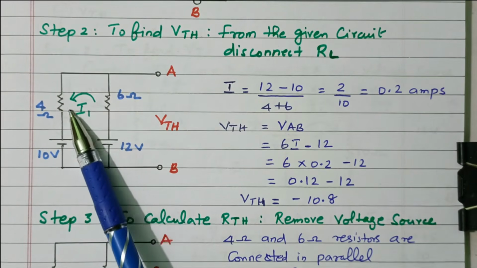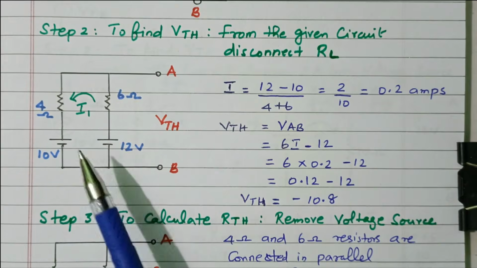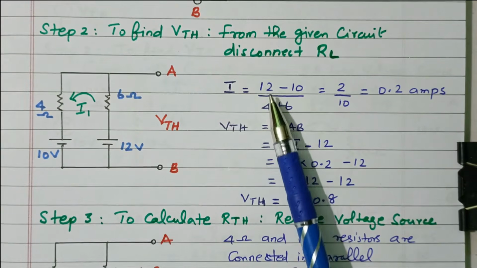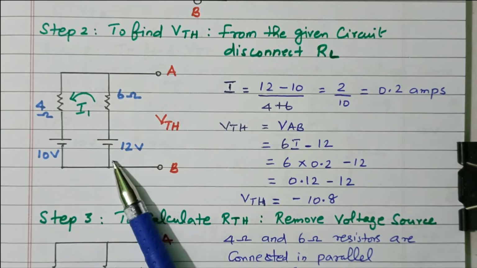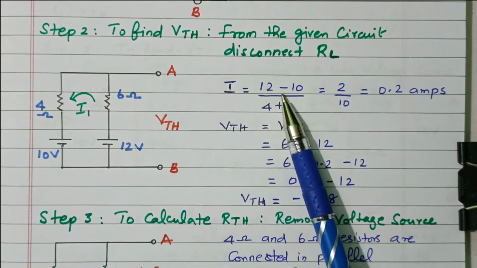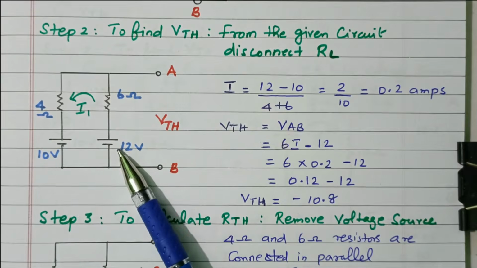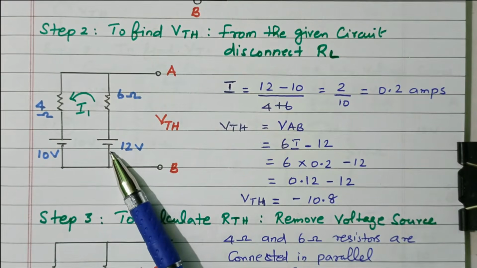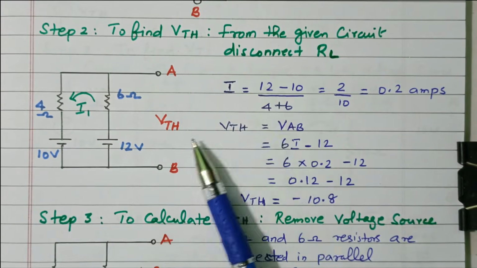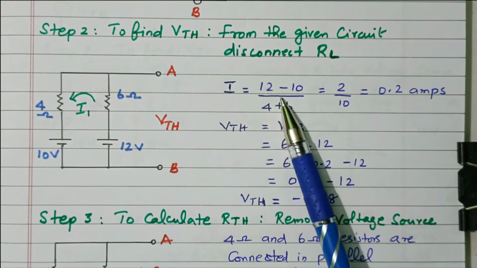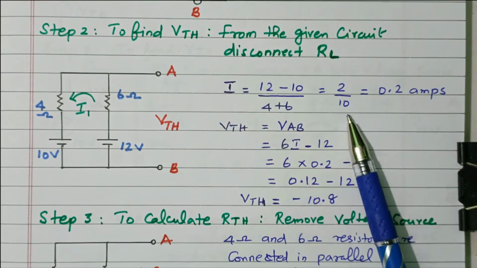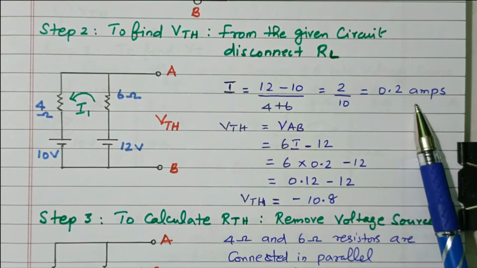So first we will find the current flowing through this circuit. I equal to V by R. V is nothing but the 12 volt and 10 volt sources. Both are opposing, so 12 minus 10. Both are not connected in series, both are connected in opposite. So 12 minus 10. The resistance is 4 plus 6. So 12 minus 10 is 2, 4 plus 6 is 10. So it is 0.2 ampere.